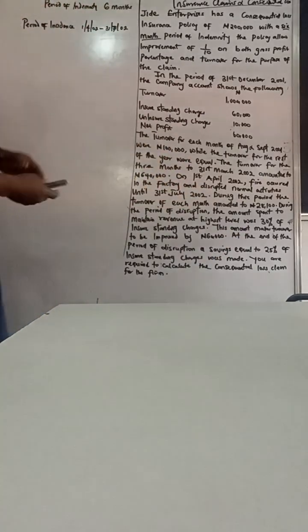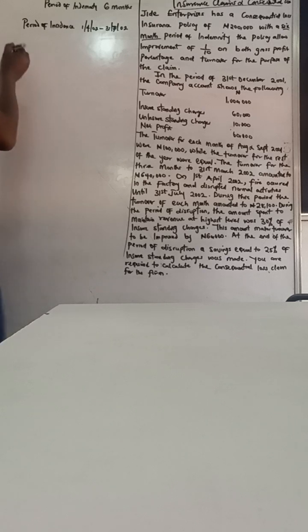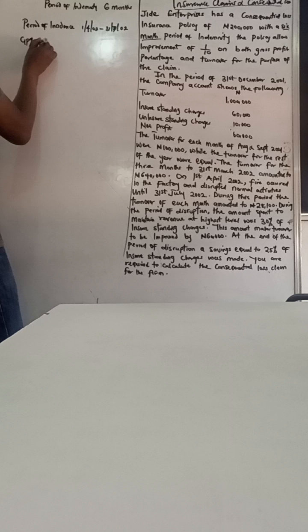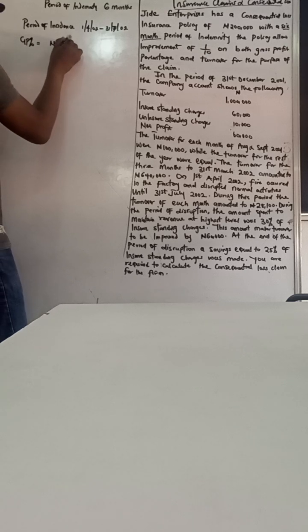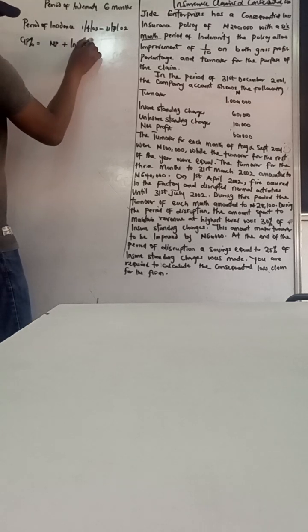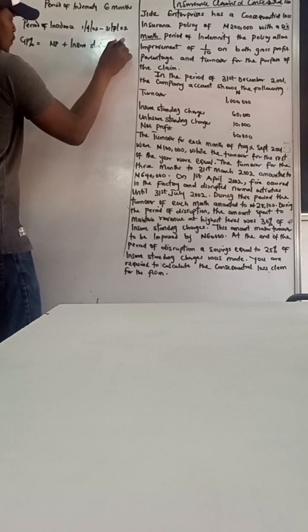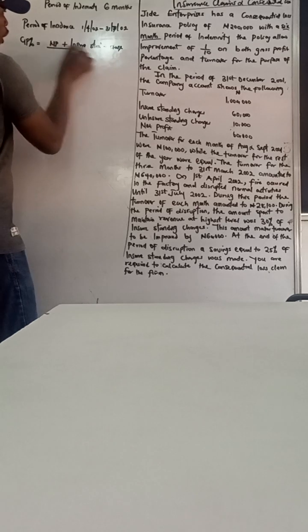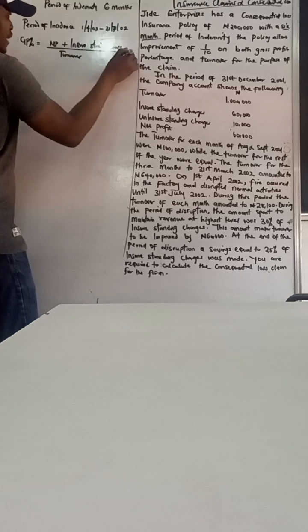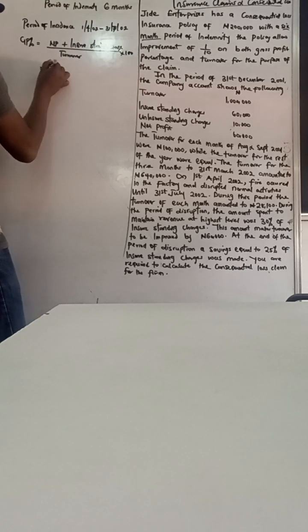So let's go to turnover loss. Now step 3, we have to calculate what? The GP percentage, which is the net profit plus insured standing charge, all over turnover, times 100.